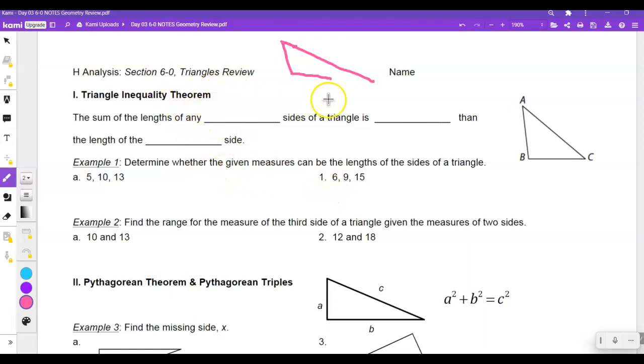So, what's the rule? How do you know how to make an actual real triangle? This is kind of important for trigonometry because it all deals with triangles, right? So we have: the sum of the lengths of any two sides of a triangle is greater than the length of the third side.